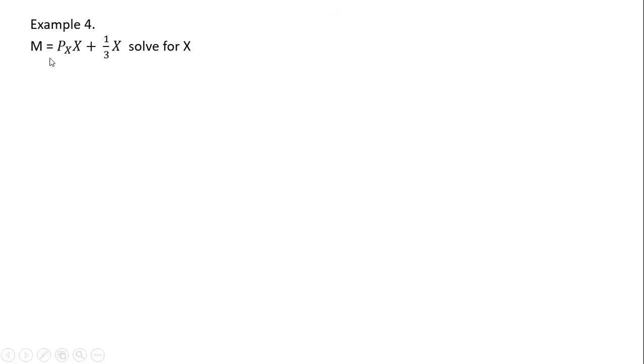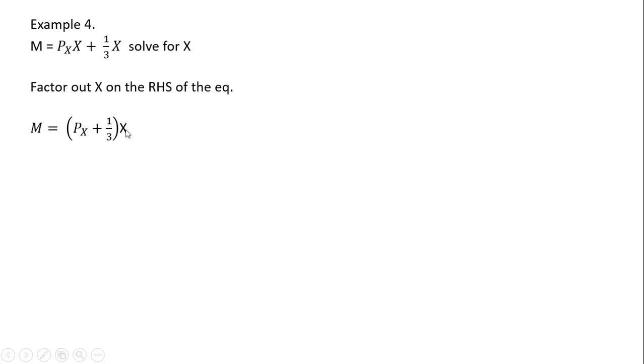Example 4. I just want to solve this for x. So we've got m, and we got this other variable p subscript x. We've got x plus 1/3 x. We want to solve this for x. So the easiest thing here to do is let's factor out x on the right-hand side of the equation. So on the right-hand side, I want to factor out an x term. Nothing happens to the left-hand side, so I factor out an x term to give us this result.